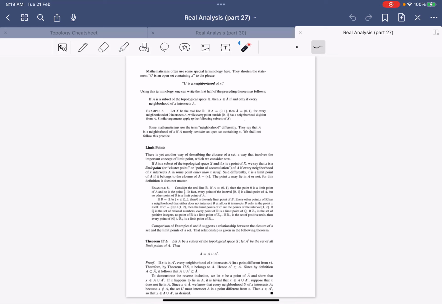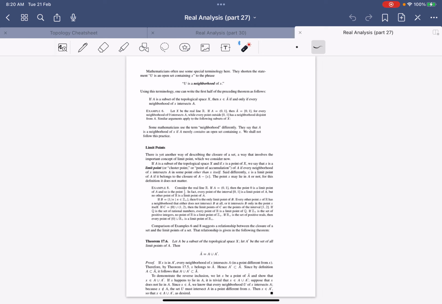Hi, in this video, we'll continue our journey into topology and introduce more notions that will help us build our understanding in real analysis. So, let's first define what a neighborhood is.